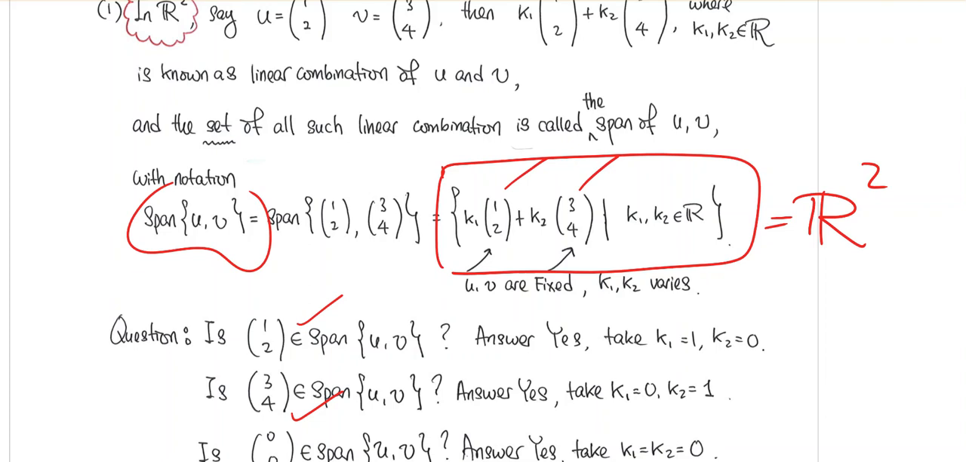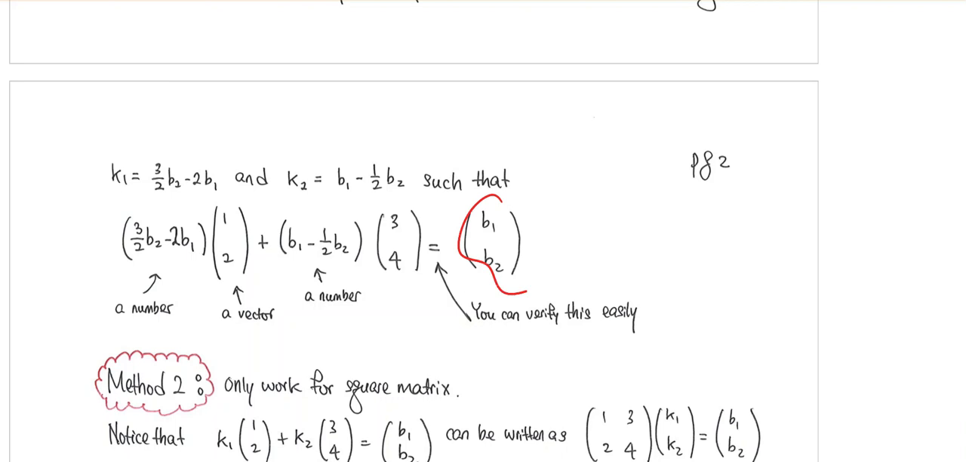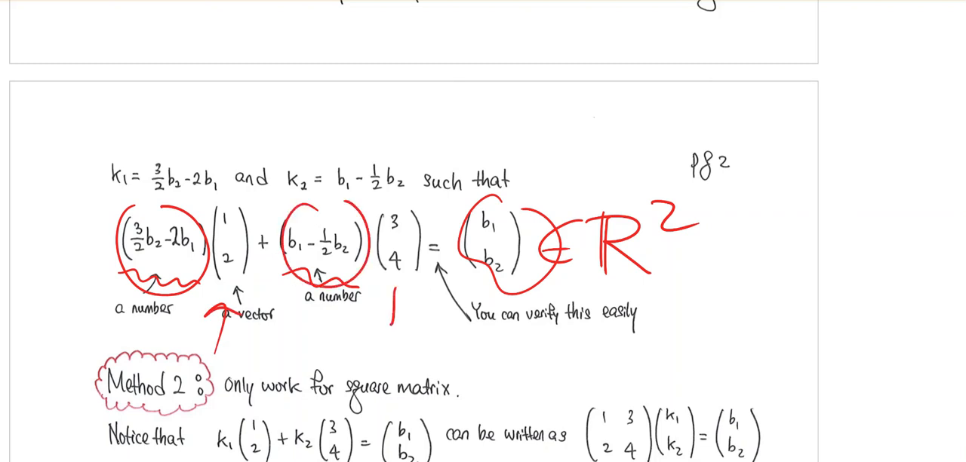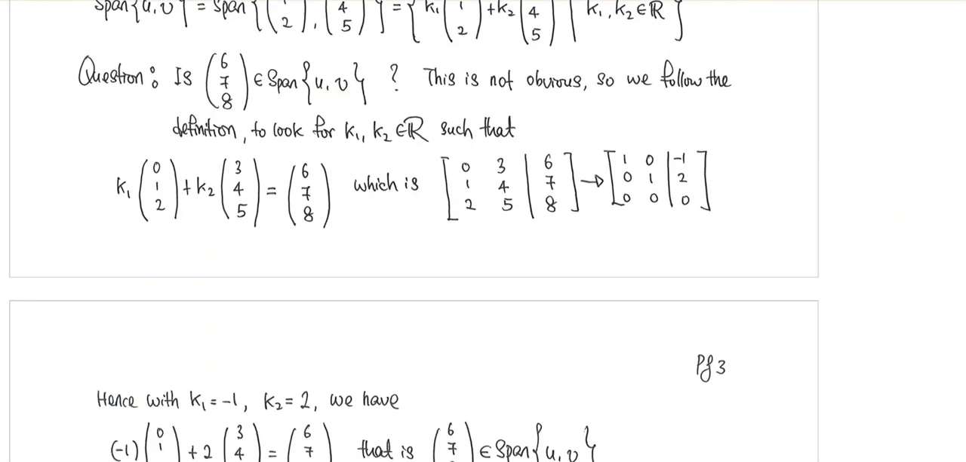The main thing to compute is to pick an arbitrary element, let's say (b1, b2). This is an arbitrary element in R2, and try to figure out whether, for this fixed but arbitrary element, you can always find a k1 and k2 such that k1 of this and k2 of this will equal this. If you can always find a k1 and k2 for any arbitrary (b1, b2), which is an element in R2, then we will say that those two vectors span the entire R2. This is all the same regardless of what kind of vector space you are working in.